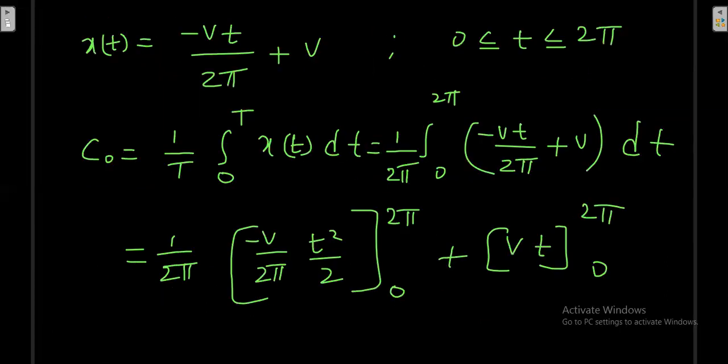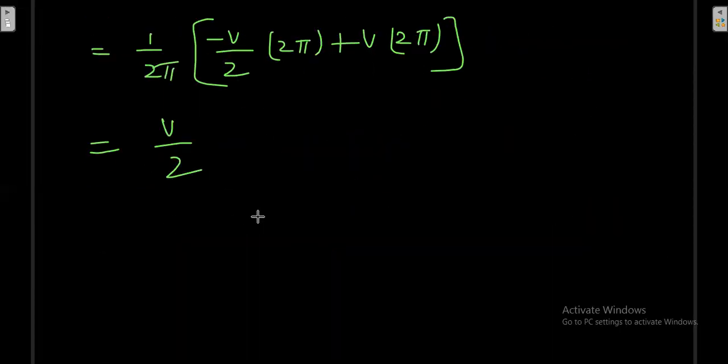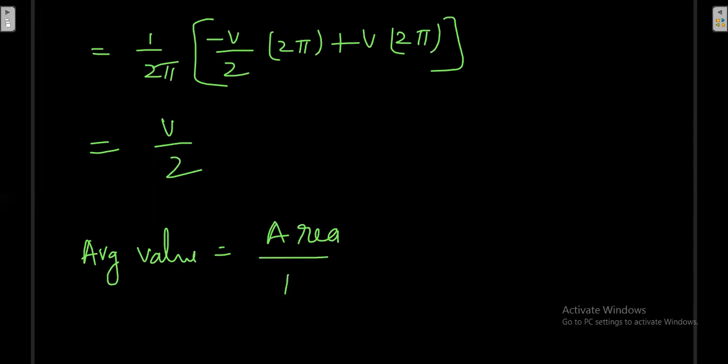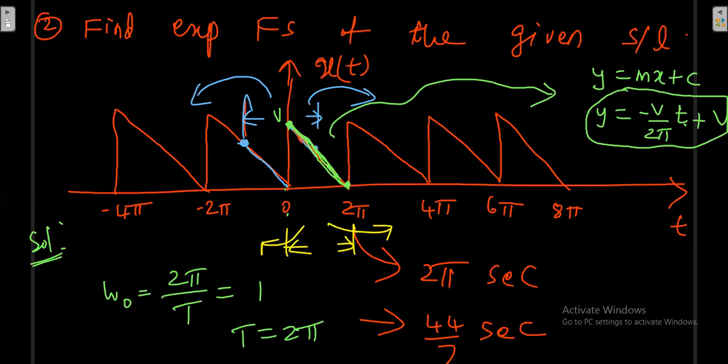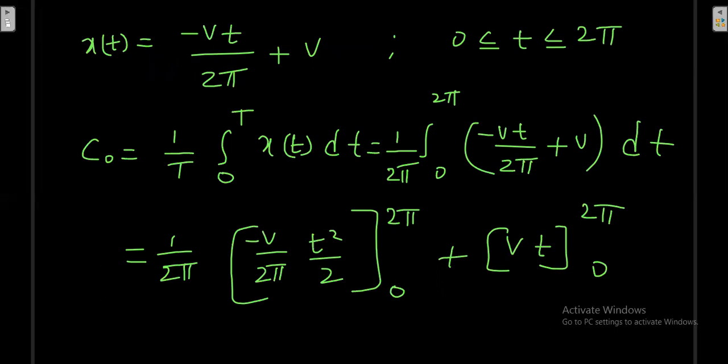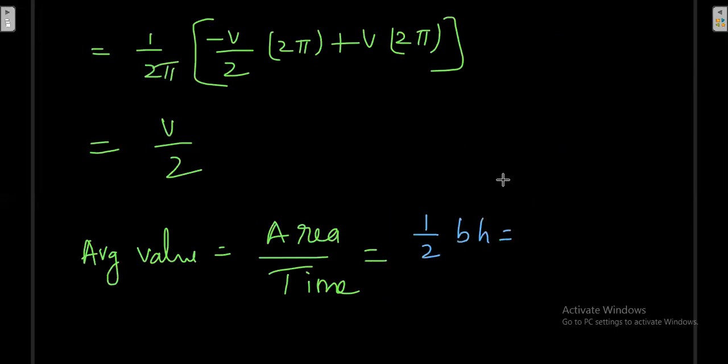Let's verify. What is the other way of getting the average value? The average value is equal to area divided by time period. What is the area of this triangle? So this is the triangle. The area under this triangle is half of base times height, because this is a right angle triangle. Divided by time, which anyway is 2 pi.